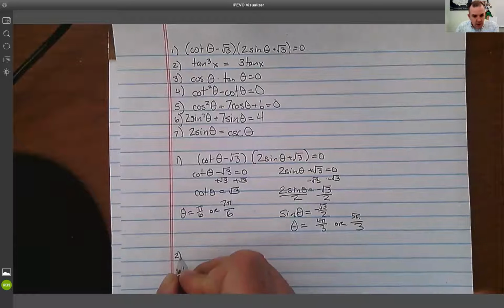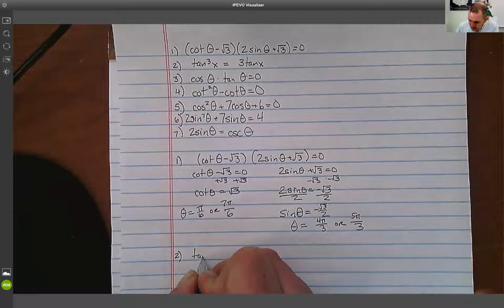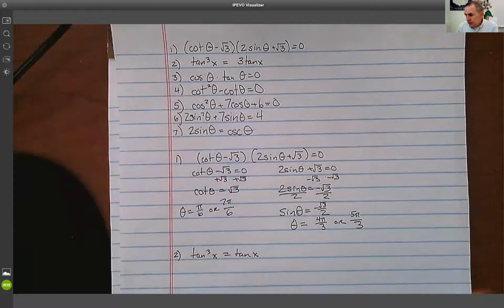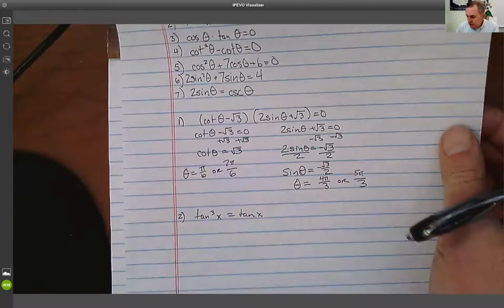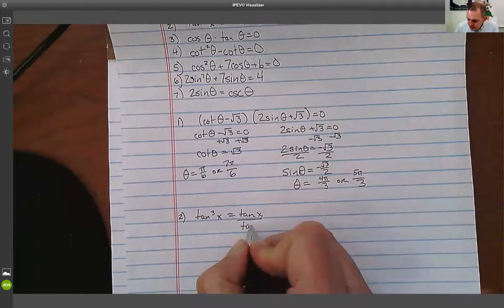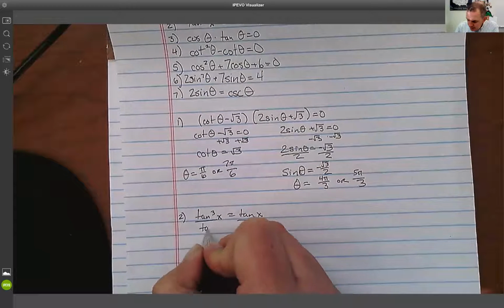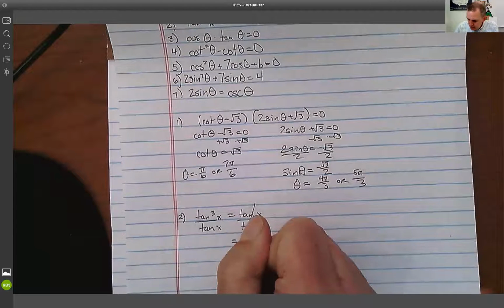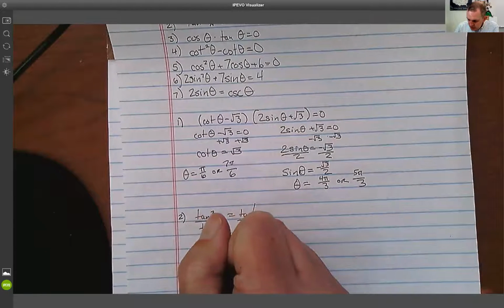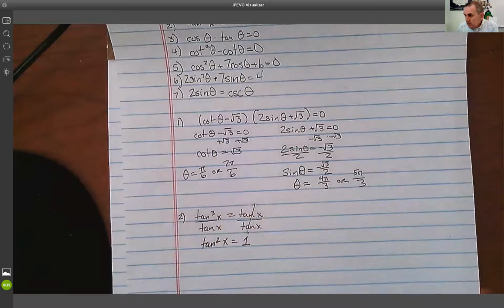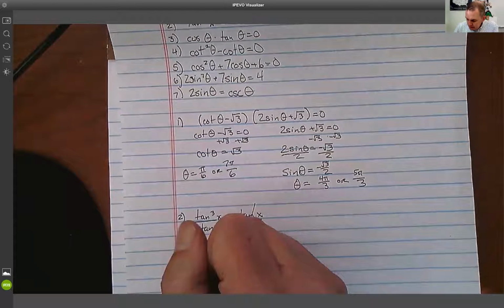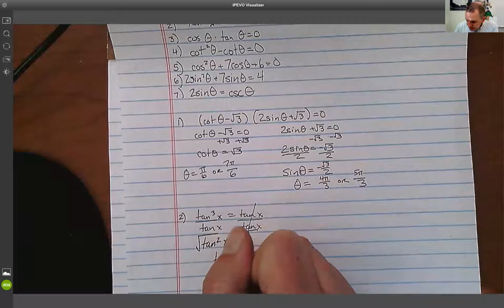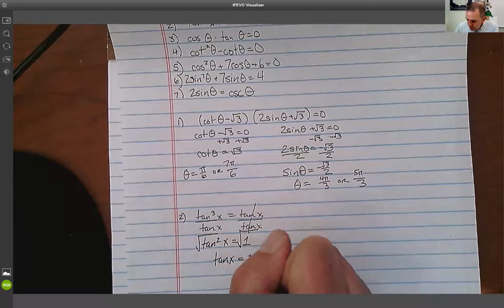With the second one, we have tangent cubed x equals tangent x. To solve this one, as we did in class, what we're going to do is divide both sides by tan x, because what happens when I divide both sides by tan x? The right side divides out and becomes 1. The left side becomes tangent squared x. To solve that, I take the square root of both sides. And that's going to give me tangent x equals positive or negative 1.